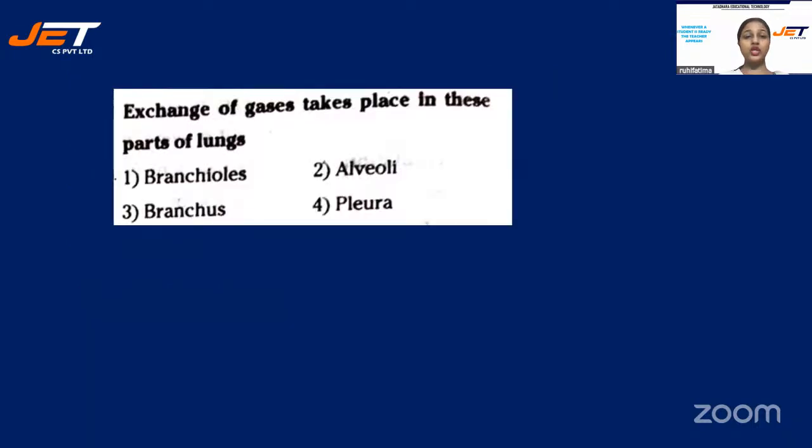Next question. Exchange of gases takes place in these parts of lungs. Bronchioles, alveoli, bronchus, or pleura. Exchange of gases takes place in these parts of lung. Bronchioles, alveoli, bronchus, or pleura. Yes, students, the correct answer is alveoli.